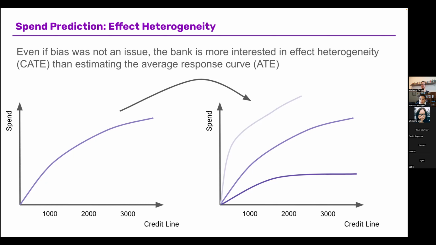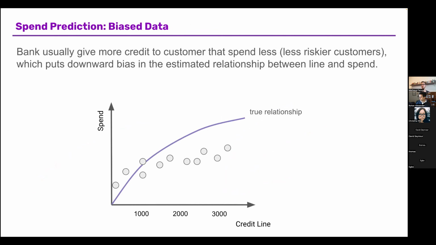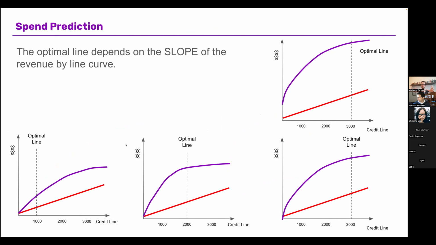This is what we call a treatment effect heterogeneity problem, or a problem of conditional average treatment effect estimation. So essentially what we want to do is find the derivative of spend with respect to credit line for each segment of people. And the reason for that stems from the optimization problem. We want to find people that have very steep spend curves and people that have very flat spend curves. And this will allow us to give high limits and low limits.